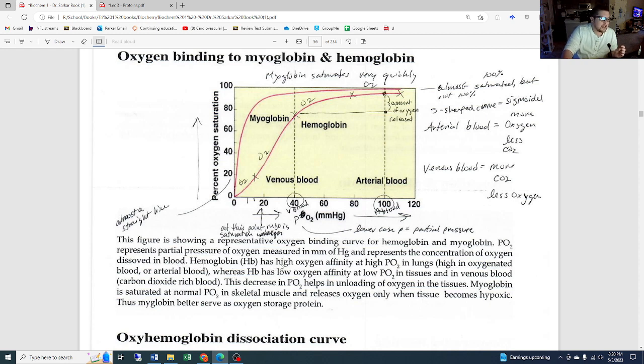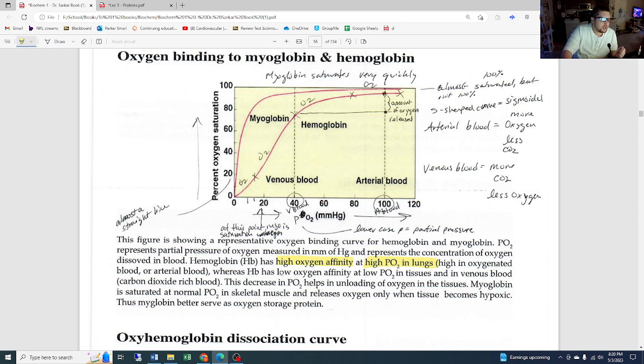Hemoglobin has high oxygen affinity at high partial pressure of oxygen in the lungs. So when we have a high partial pressure, a lot of oxygen in our lungs, hemoglobin has an affinity for it, or it really likes to grab and bind onto oxygen. Okay?